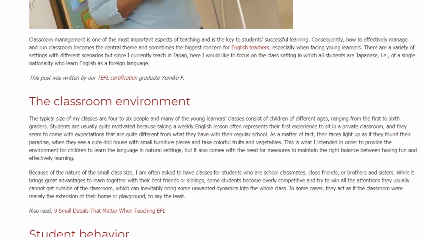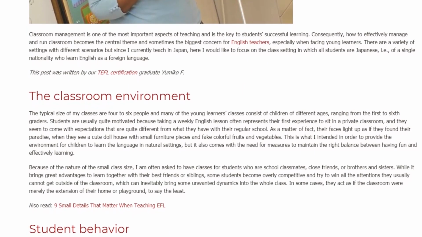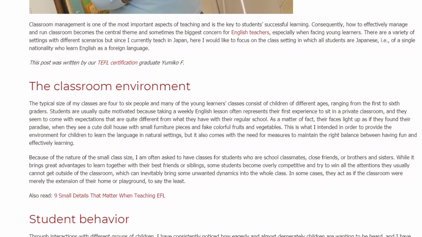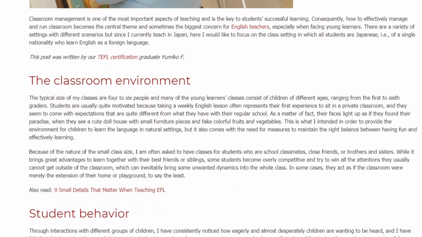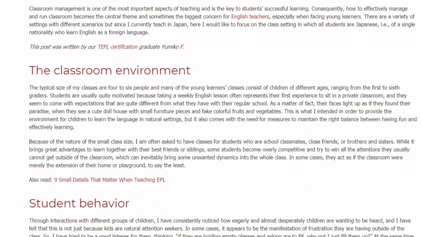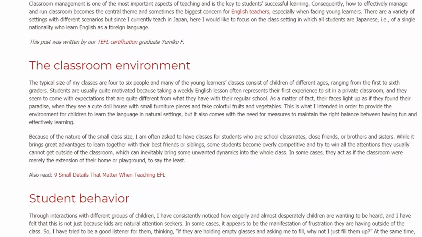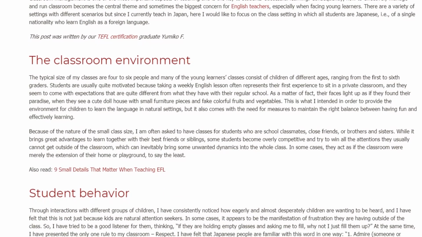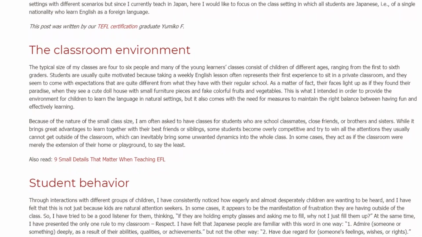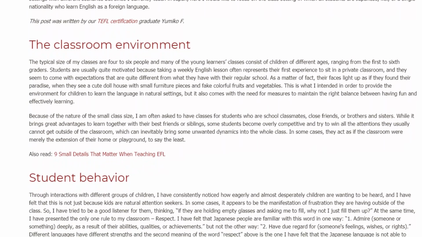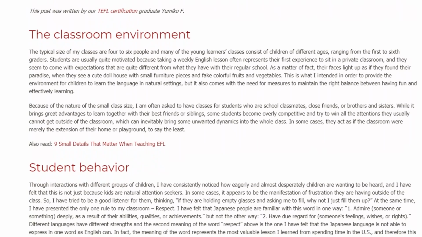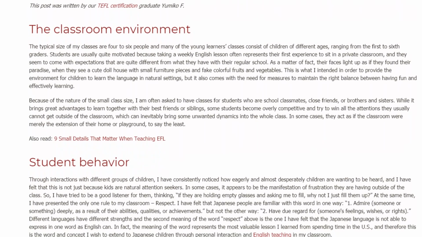Because of the nature of the small class size, I am often asked to have classes for students who are school classmates, close friends, or brothers and sisters. While it brings great advantages to learn together with their best friends or siblings, some students become overly competitive and try to win all of the attention they usually cannot get outside of the classroom, which can inevitably bring some unwanted dynamics into the whole class. In some cases, they act as if the classroom were merely the extension of their home or playground, to say the least.